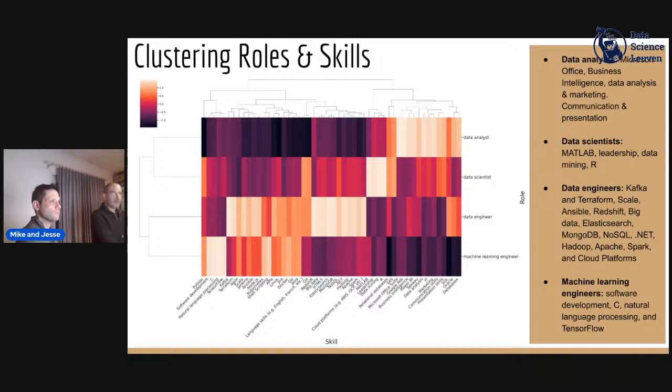So what do we see? Well, the data analysts are expected to know about the Office suite, business intelligence, marketing topics. It's interesting: you do see communication and presentation skills listed here. So we're getting a sense that the data analysts, for example, are client-facing. They have to talk to the business or to people outside of the more data-technical places in the organization. If you look at data scientists, what do we see? Well, a lot of statistics. There's R, there's SAS, there's MATLAB, data mining, leadership. But what's really interesting, in fact, is that there are relatively few skills that seem to be very unique to this role.